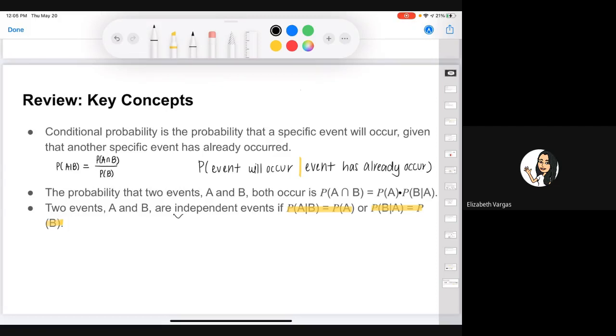Okay, so that's how we calculate independent events. For these types of problems, it's just going to ask you, are these events independent? And the way you calculate it is you want to make sure that when you calculate the conditional and the probability of that event, those two probabilities are equal to each other.